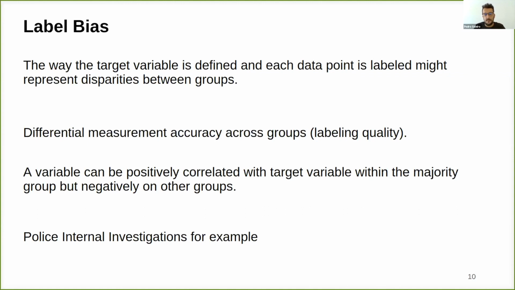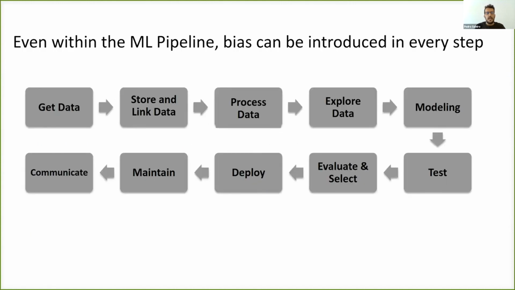And we have the cases of over-policing and police internal investigations, for example. And because you are trying to solve these projects through data science, and you are in the role of data scientist, you are making decisions. And by making decisions, you are introducing some sort of bias, in the way we store and link data.